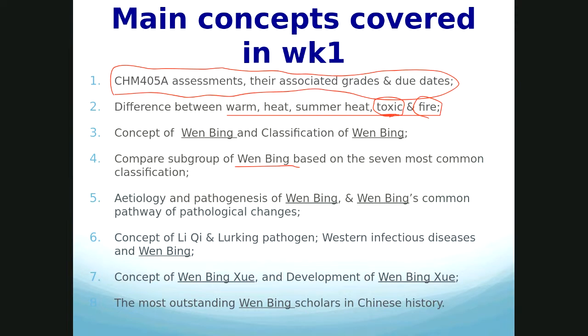And also we mentioned the etiologies, pathogenesis of Wenbing and the common pathway of the Wenbings, and discussed a little bit epidemic Qi, Li Qi, and lurking pathogens, and only mentioned a few of the Western infectious disease names. I'll give you more. And we mentioned a little bit what Wen means. Wen means the study of warm disease and development of warm disease, and we mentioned some scholars' names. So here I have a little bit of review.